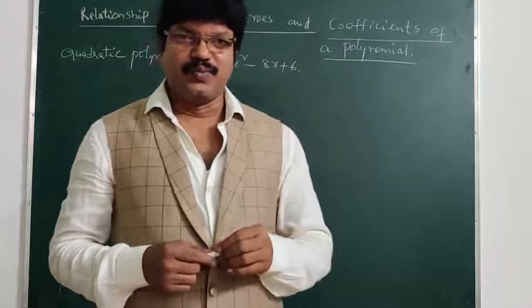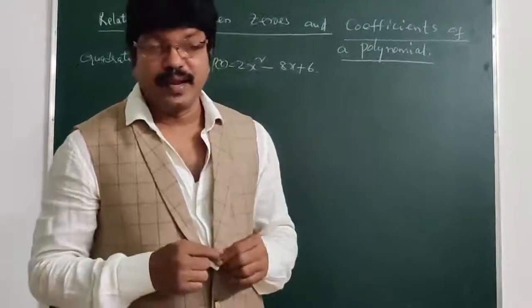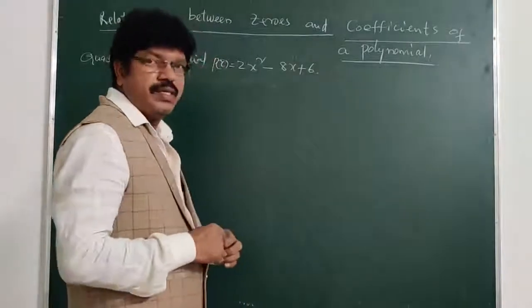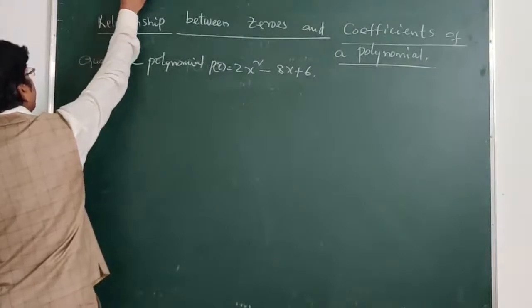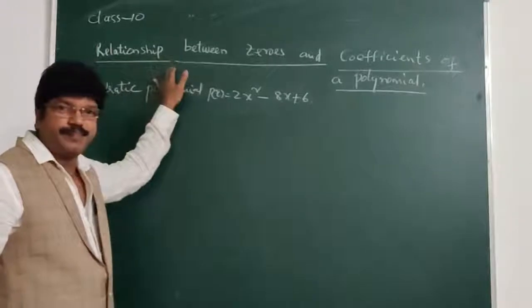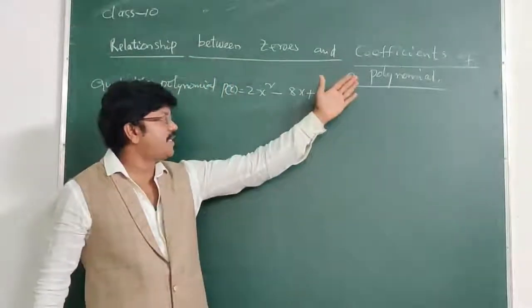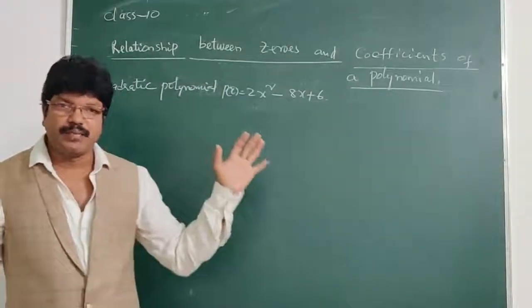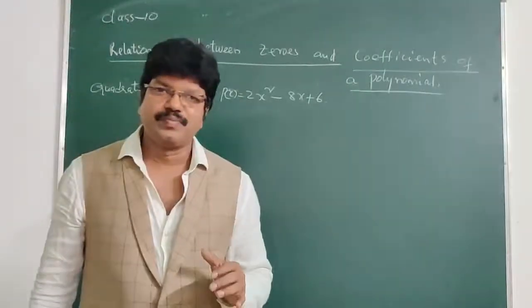Now let's move to another concept in polynomials, Class 10. Polynomials: the relationship between zeros and coefficients of a polynomial.